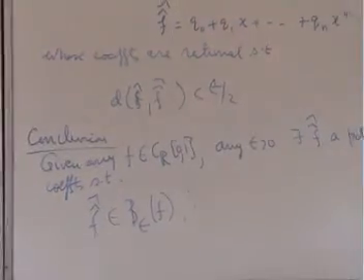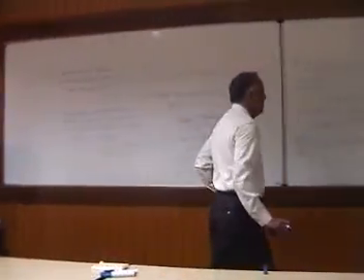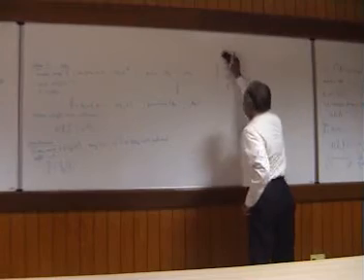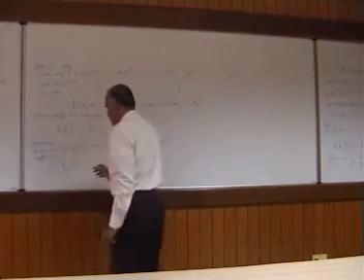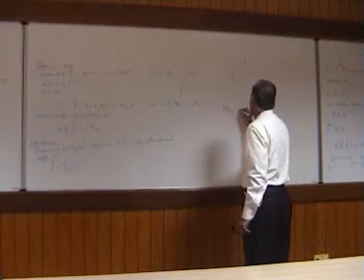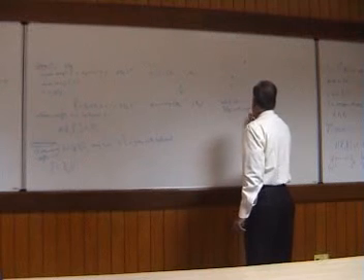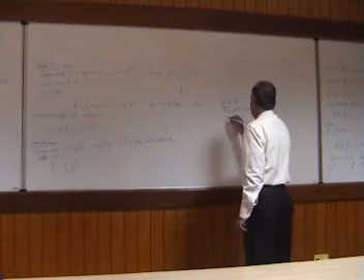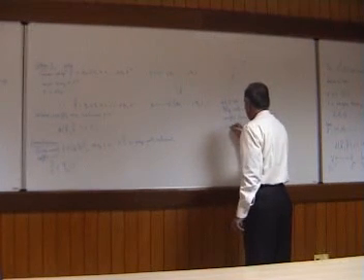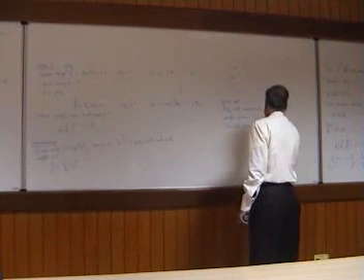Okay? So, let me conclude by writing it down. Therefore, the set of all polynomials with rational coefficients forms a countable dense set in C_R[0,1].